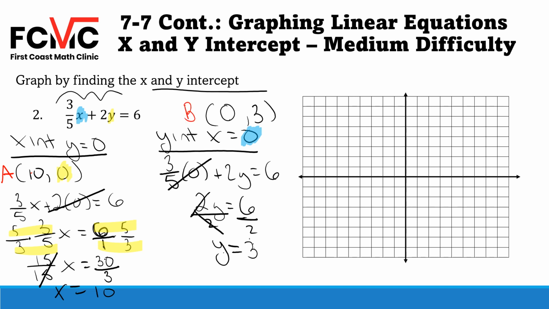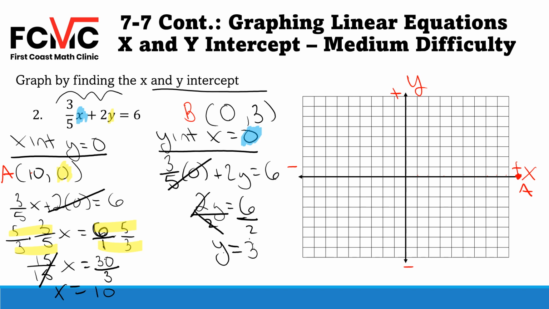So on my coordinate plane, that's y, that's x, that's the positive direction and negative direction. Positive direction and negative direction. So point A is (10, 0). So x is 10. 1, 2, 3, 4, 5, 6, 7, 8, 9. So we're going to estimate 10 is going to be right about here. Okay. So that's A.